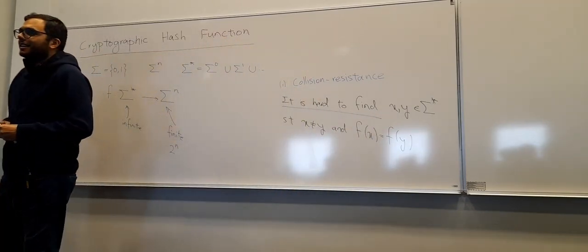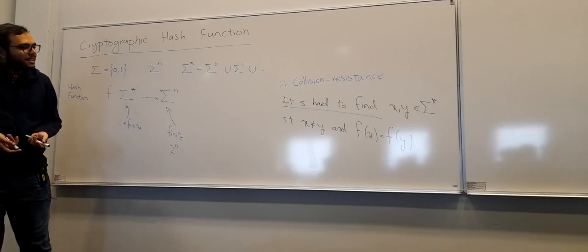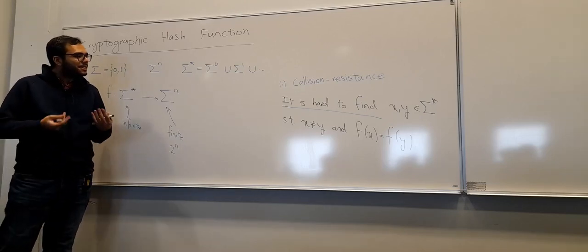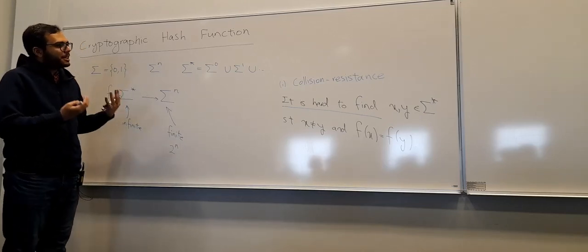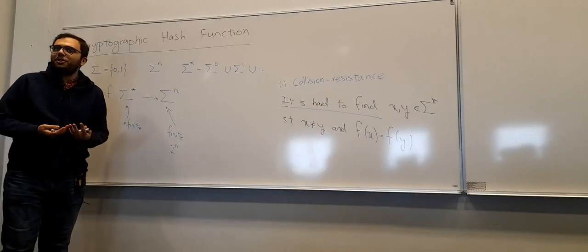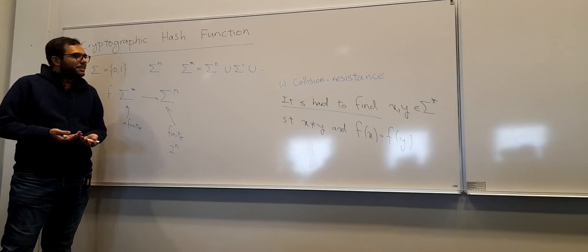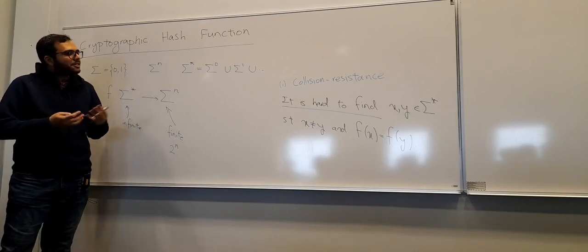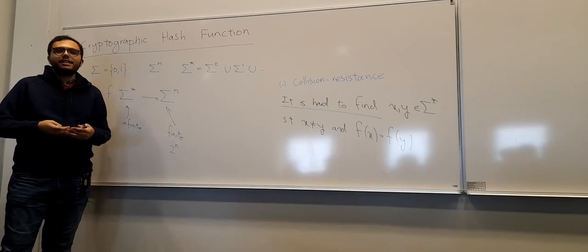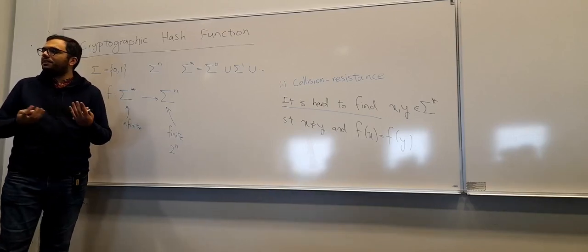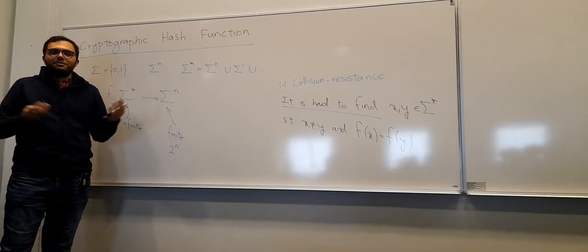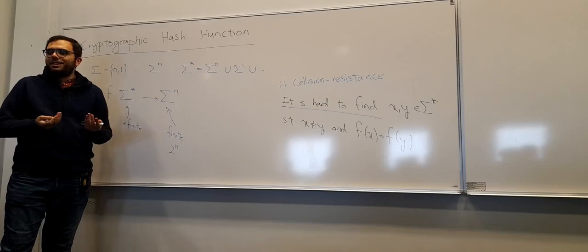Okay. Now, what does that really mean? You see, we don't really have a good mathematical definition of that. I just mean that no one knows a good algorithm that can do this, right? So another way of thinking about this is that the best algorithms that we have for finding collisions take more time than the life of the universe or something like that.